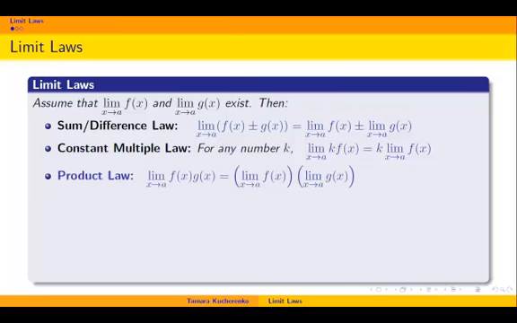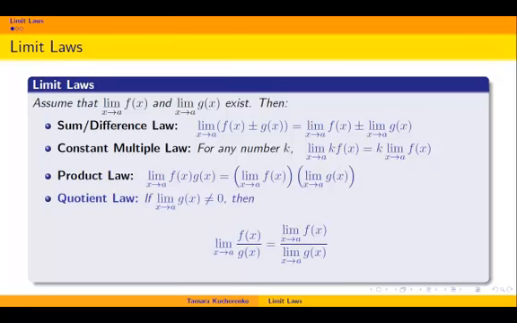The product law states that the limit of the product of f and g is the product of the limits of f and g. The last is the quotient law. If the limit of the denominator is not zero, the limit of the quotient is the quotient of the limits. We will not discuss the proofs of these laws. However, it is easy to believe that these properties are true.